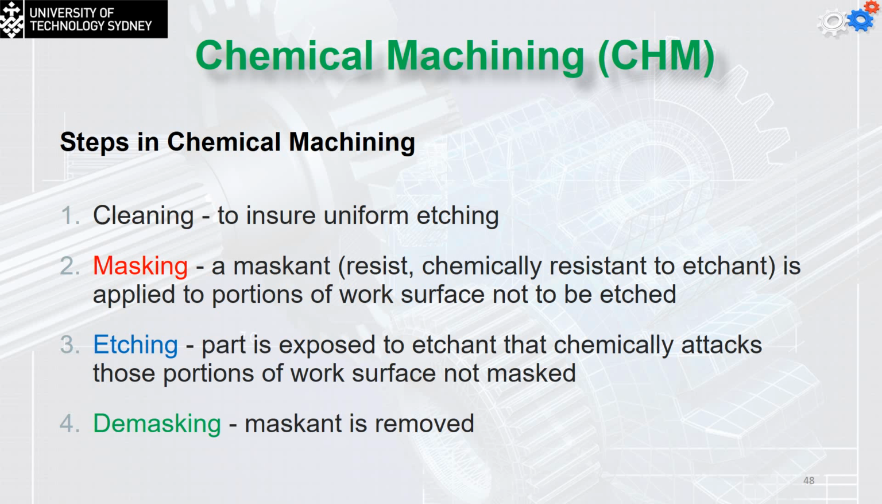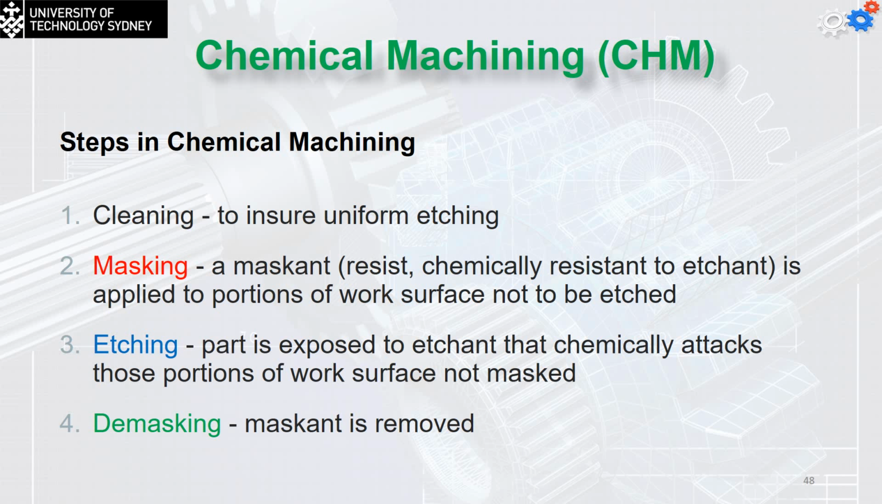Now, if I would like to make any cut using a material which is going to have a corrosion inside the surface, the first step I have to do for nice cutting is to clean the surface. So the first step in chemical machining is cleaning, to ensure that we are going to have uniform etching. We have to do the masking process.